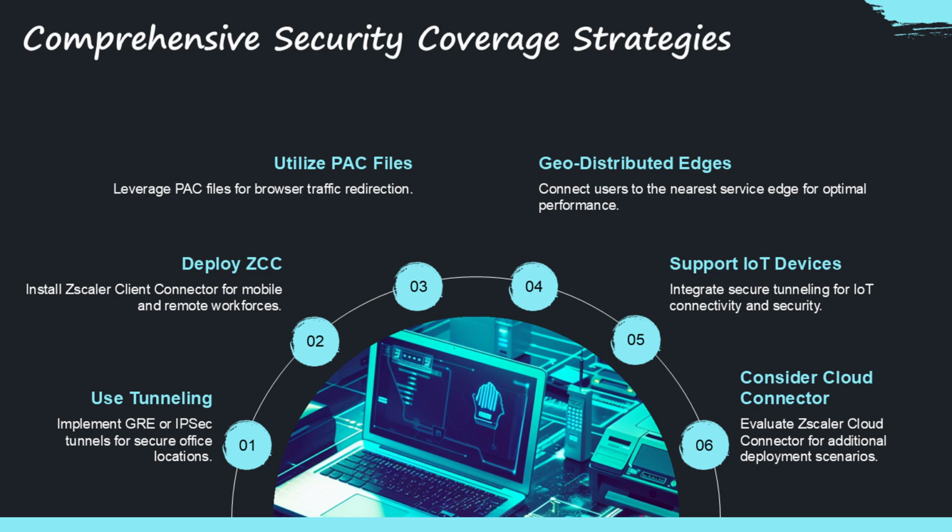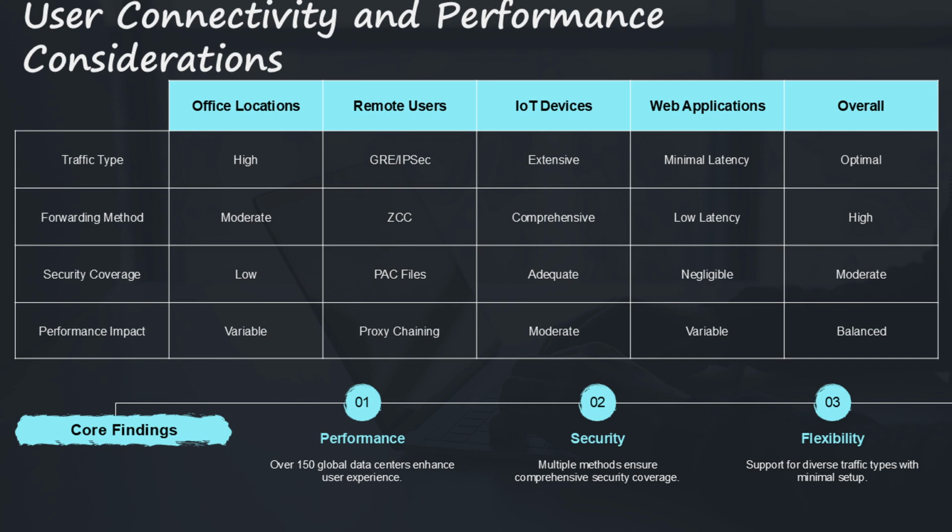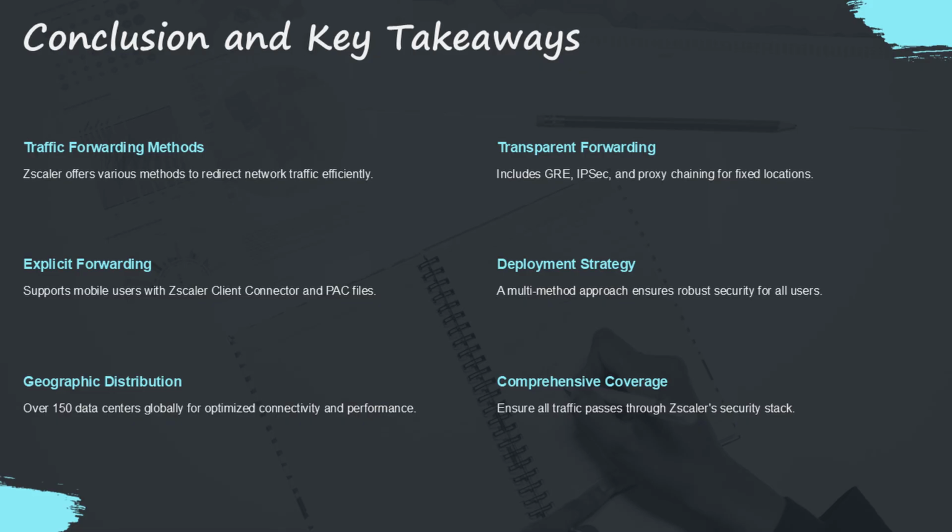Zscaler has deployed service edge devices in over 150 data centers globally, with peering at internet exchanges to minimize latency. This extensive distribution ensures users connect to the nearest service edge, eliminating the need for traffic backhauling and maintaining performance for web applications. When implementing ZCC for remote users, the service automatically selects the geographically closest node based on the user's location, with seamless failover capabilities in the event that a data center becomes unavailable.